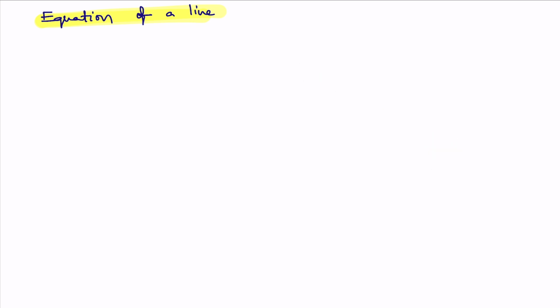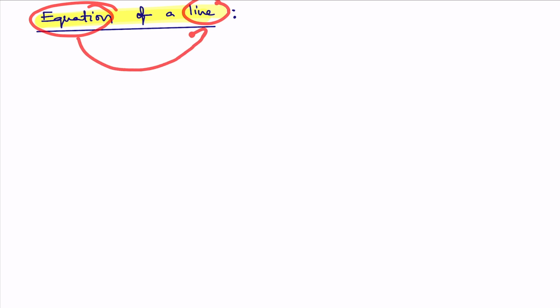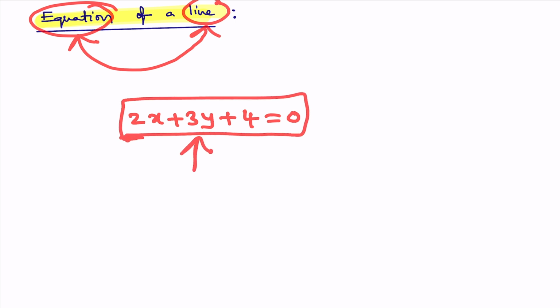This concept is about equation of a line. Equation means algebra. Line means geometry. So we are linking geometry to algebra. From now onwards, 2x plus 3y plus 4 equal to 0 is the general form of a straight line. I'll say that this is a straight line, but it is not a straight line, it is an equation. For the geometrical figure, straight line, I am giving the algebraic form, the equation of a straight line.